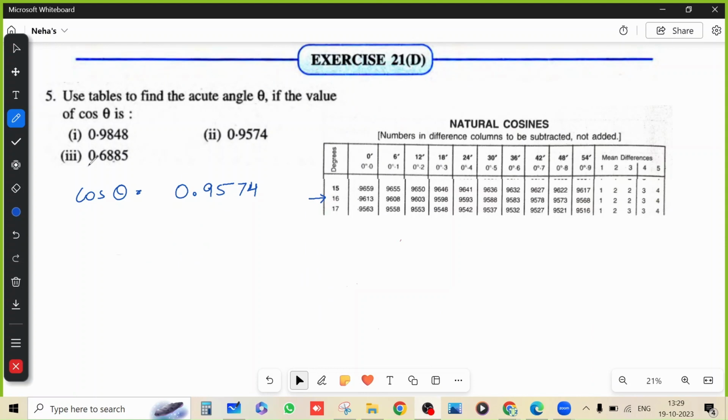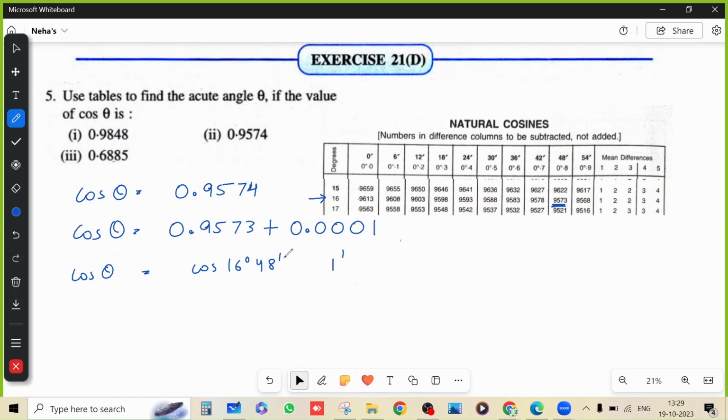The next question is the value of cos theta is given as 0.9574. So here if you will check the natural cosine table, the value that we get closest to this value is 0.9573, which is written in the 16 degree 48 minute column. So now we can write it in the form of 0.9573, and the gap between these two numbers is 0.0001. Now we can write it in the form of cos as this is the value of cos 16 degree 48 minute, and this is the value of 1 minute.